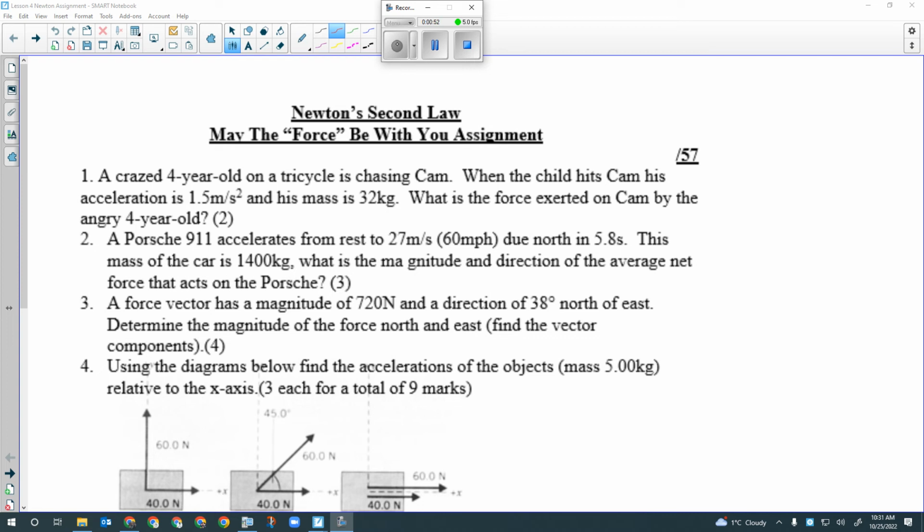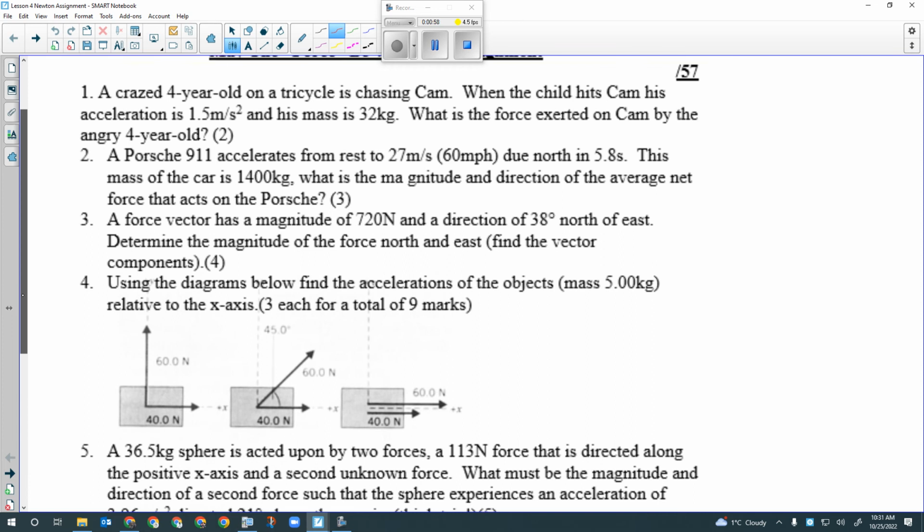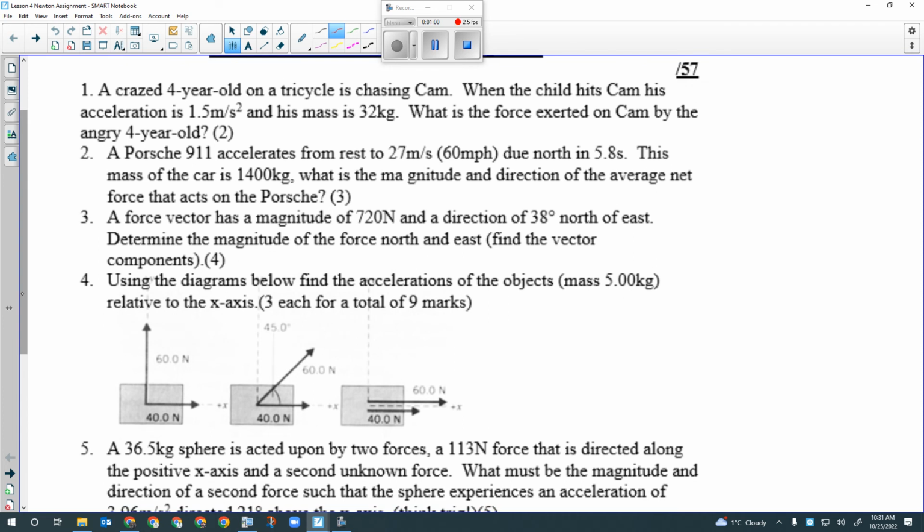Okay, so 1 and 2, very simple Newton's second law questions. Don't overthink them. Okay, number 3 is basically just asking you to find the vector components. Right? If I'd asked you to do that in the last unit, you'd be done in 30 seconds. Okay, so you've got an angled vector and the angle. Just find x and y. That's all you're doing for number 3.